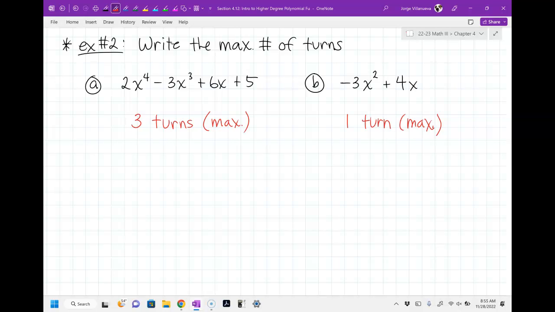Binomial is correct, but not cubic. Quadratic, right? Power of 2 is the highest, so it's quadratic binomial, okay? So, all right, was that hard to figure out the number of turns? No, right? It's just subtracting 1 from the highest power, and that's it.